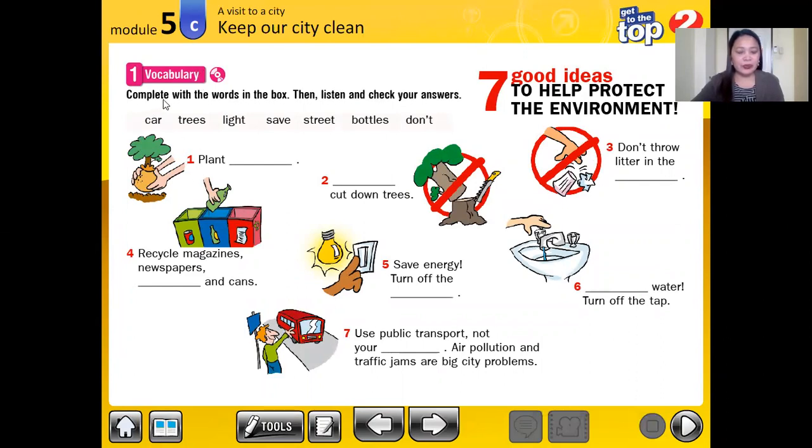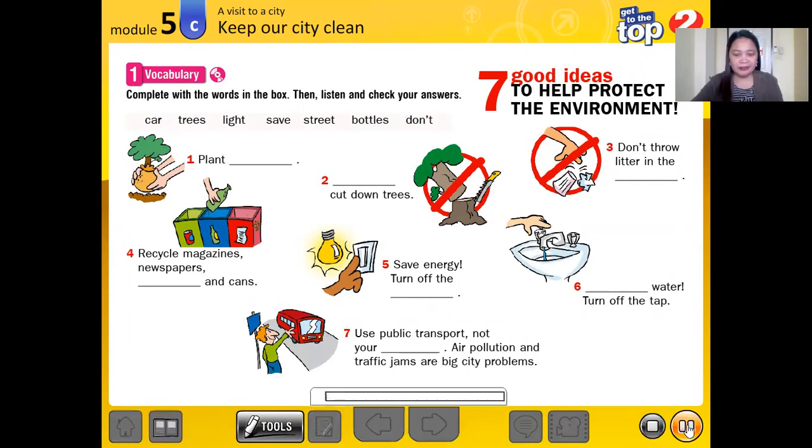5C, exercise 1, we have vocabulary. We have pictures and then words above. What are we going to do? We are going to write these words in their proper place here. So listen carefully, then write the words on the line.